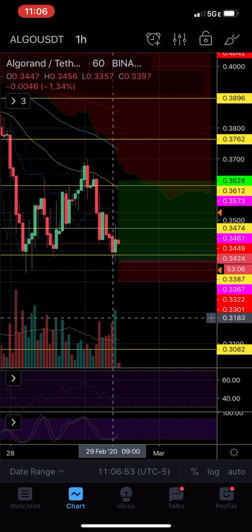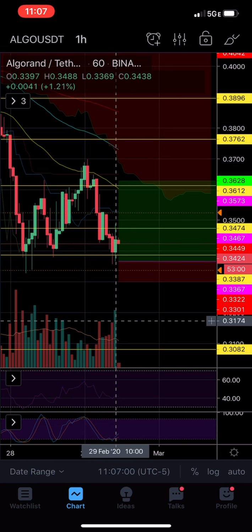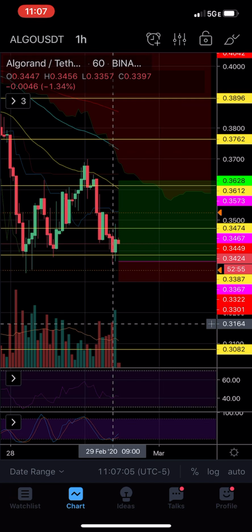So the reason why I'm entering right here, you notice how we're actually in a little bit of a dip on the RSI and the stochastic. Look at the dotted line where I have the current price right near my entry, and look how the stochastic is all the way at the bottom and the RSI is really low, right?